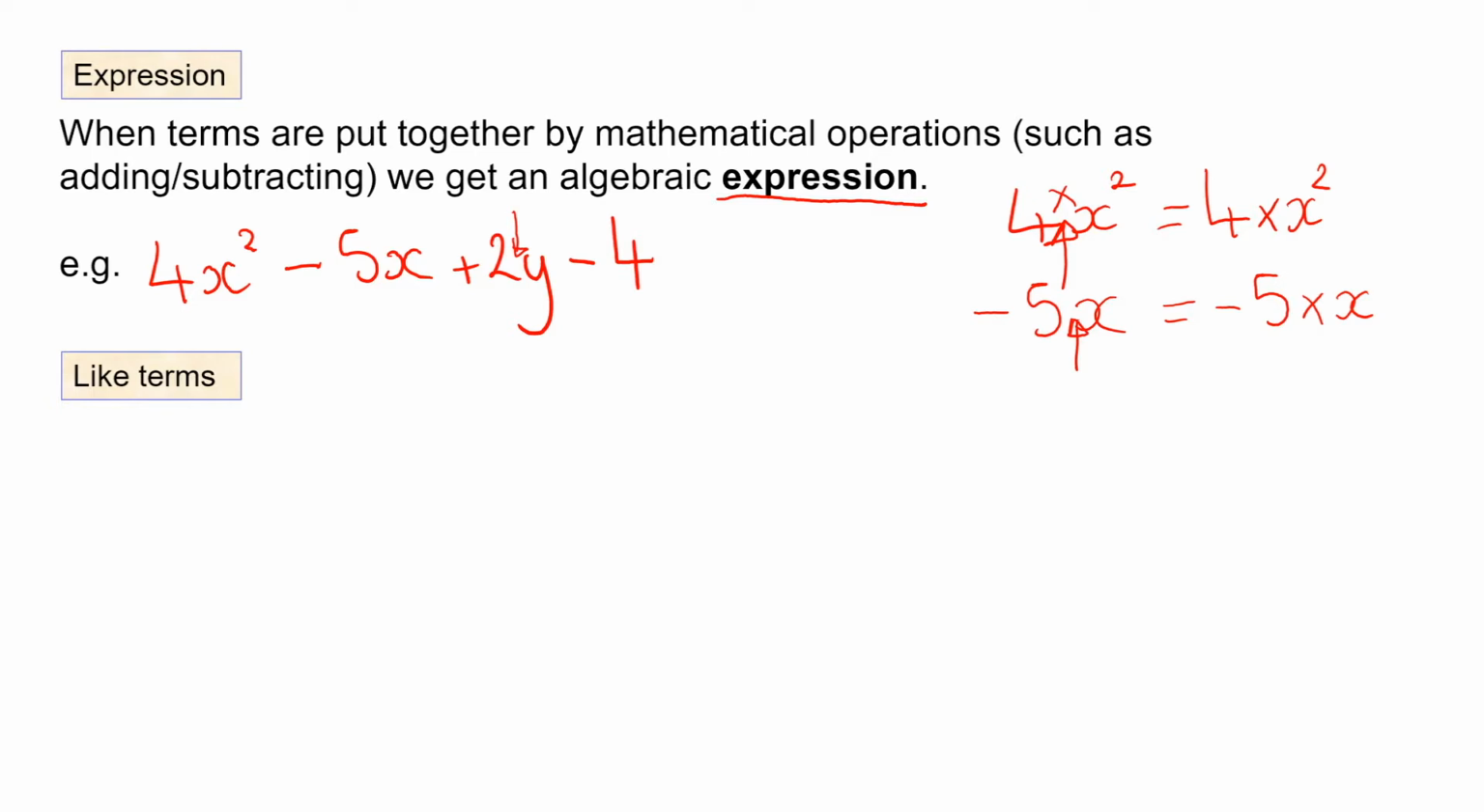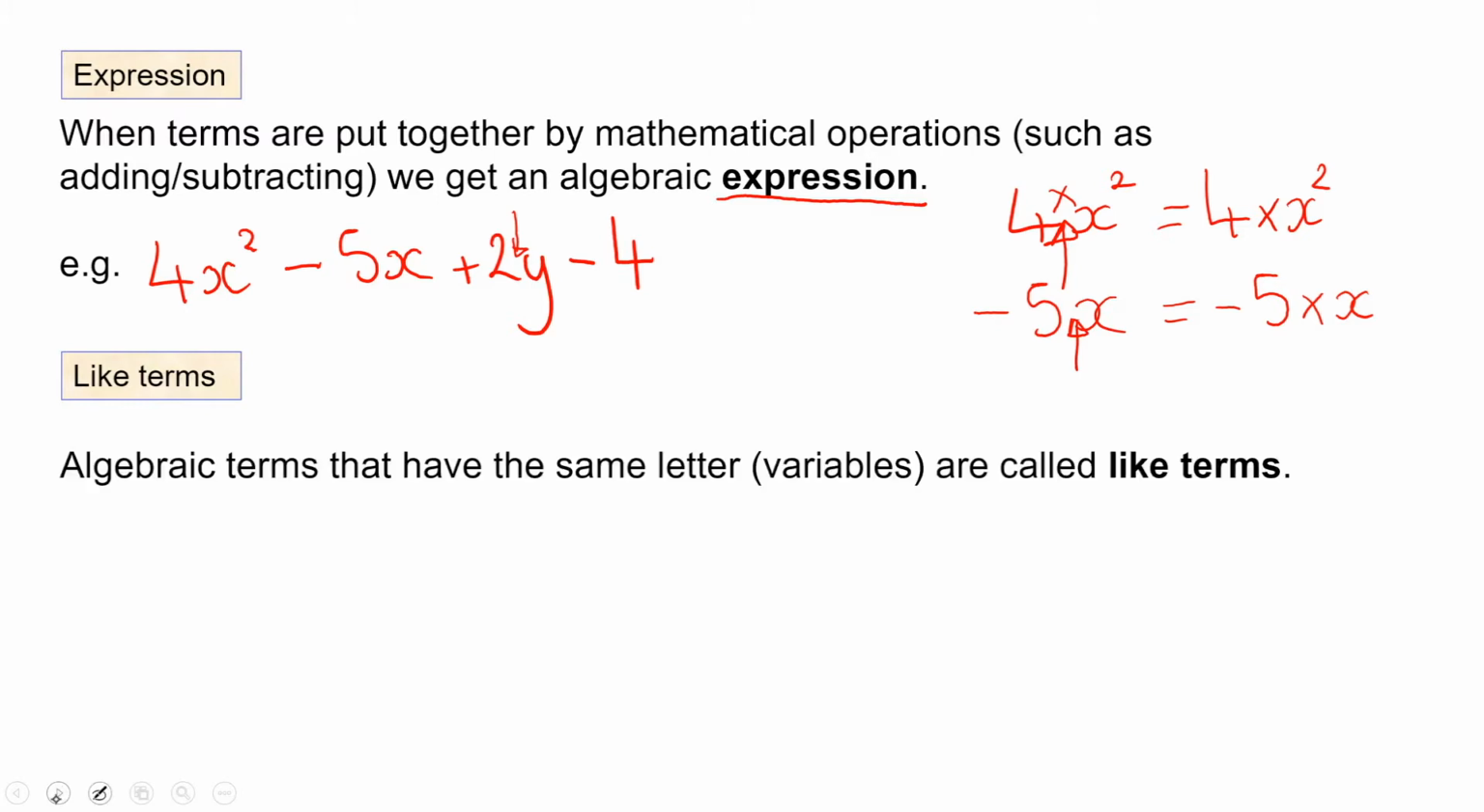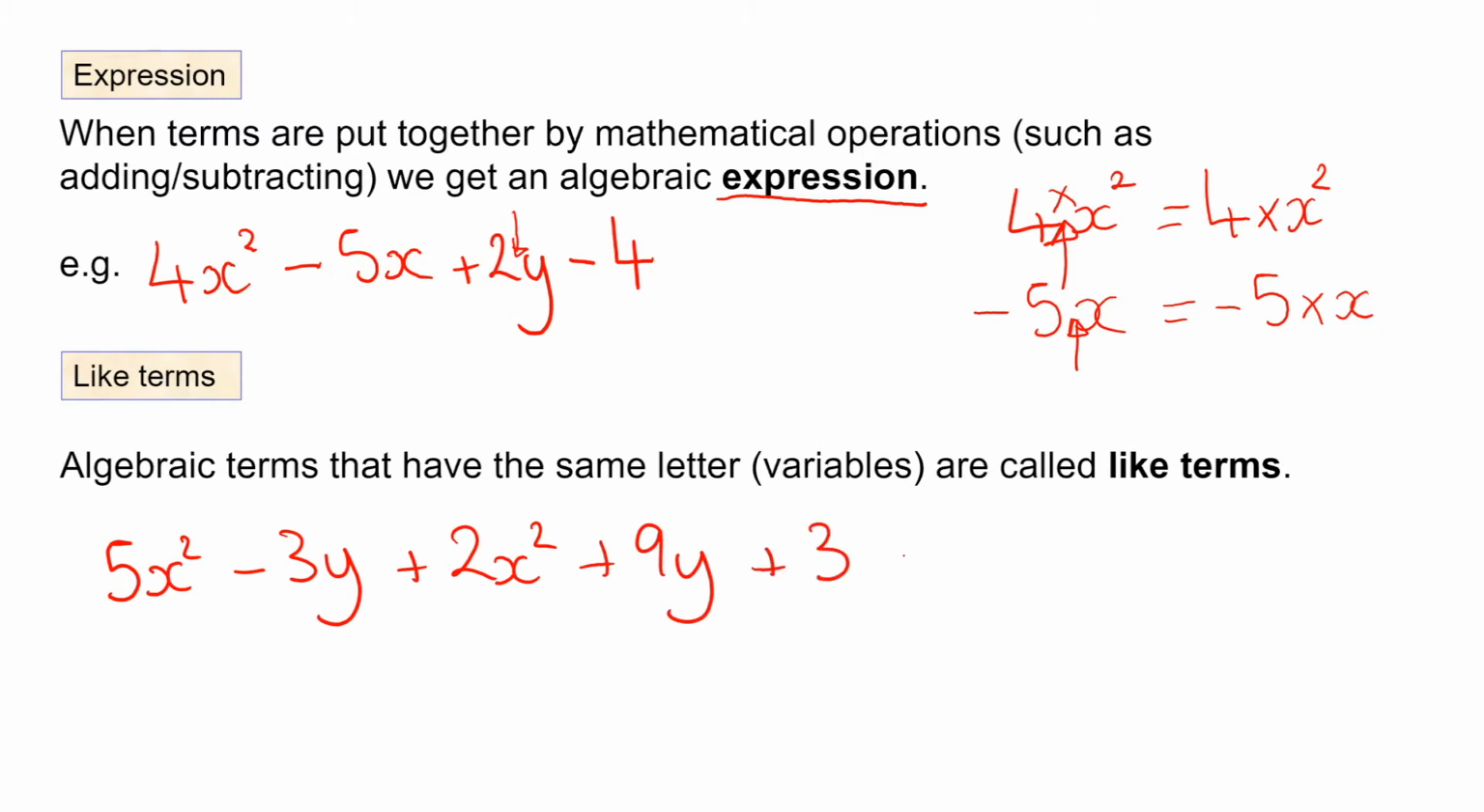Now, for this lesson, we're going to be looking at simplifying algebraic expressions, and it's important to know what like terms are. Algebraic terms that have the same letter, or variables, are called like terms. So if I write an expression, for example 5x squared minus 3y plus 2x squared plus 9y plus 3 plus y squared minus 4 minus y squared. Quite a long expression there.